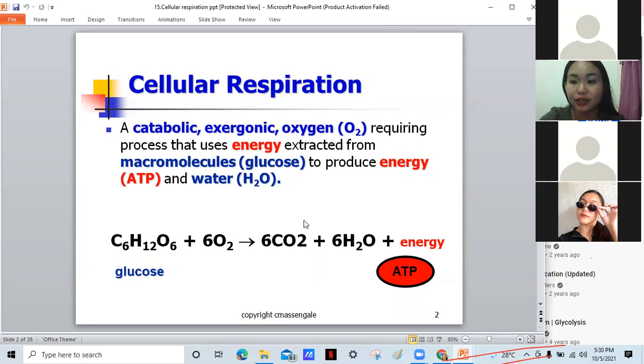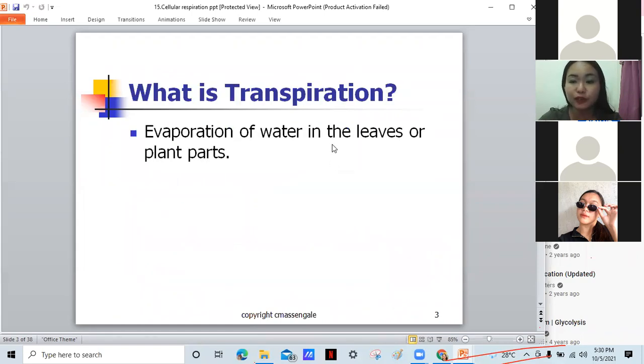So again, based on what we have seen in the presentation on YouTube, it has three main activities, or processes. But before we proceed with these three main processes, let's try to differentiate respiration from transpiration, because even me, when I was still in college, I was having difficulty. I can interchange the words transpiration and cellular respiration.